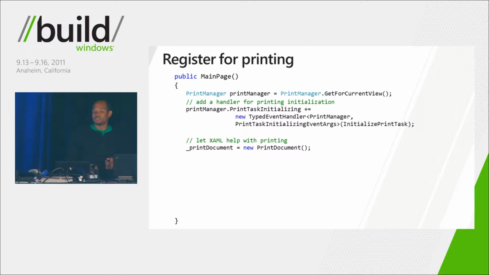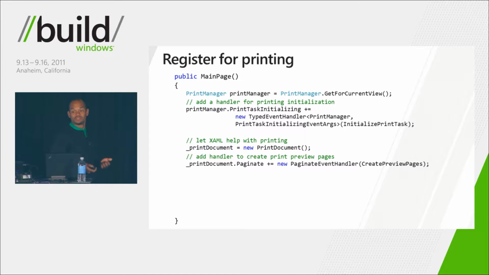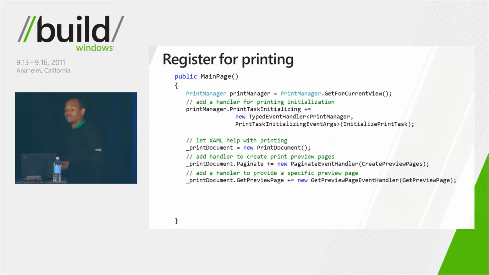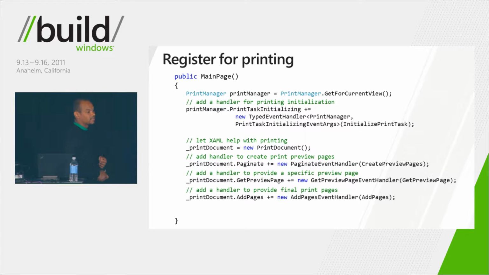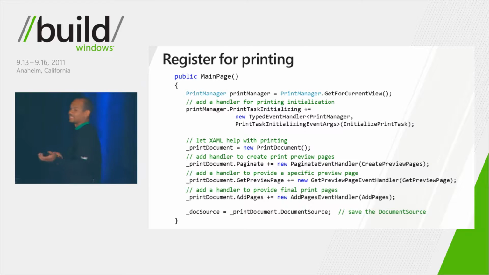So once you have your print document, you want to register a few callbacks on it. The first one is the callback that you use to create preview pages. This is when you paginate your content. Then add a handler to provide a preview page to Windows when the user asks to see a specific page. And finally, add a handler to provide all the pages to Windows when the user is ready to actually print their document. Finally, save the document source.